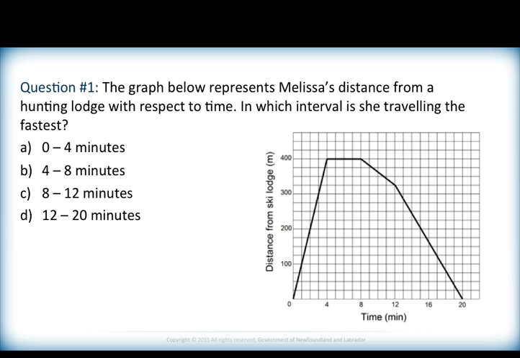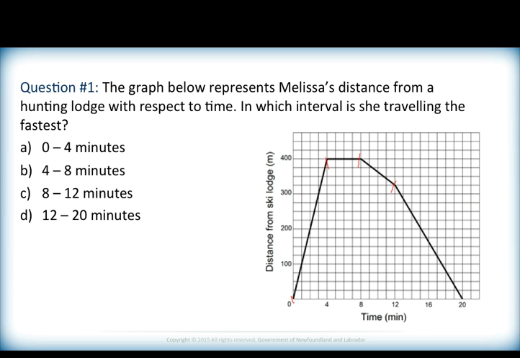So in order to decide which interval she's traveling the fastest, we need to pick apart each interval of time for the graph and determine if it's increasing, decreasing, or if it's constant. So let's look at what we have on our graph here. We have an interval between 0 and 4 seconds, another one between 4 and 8, 8 and 12, and then 12 to 20.